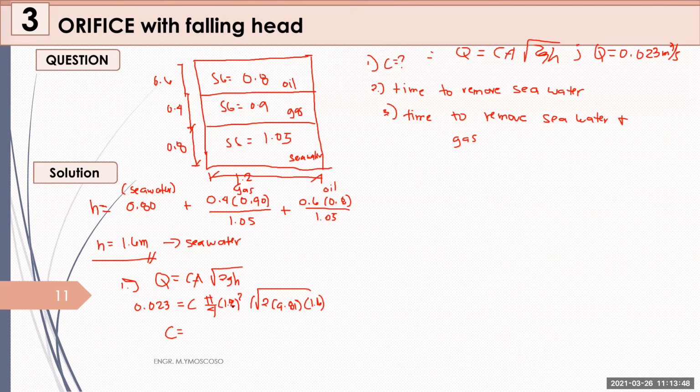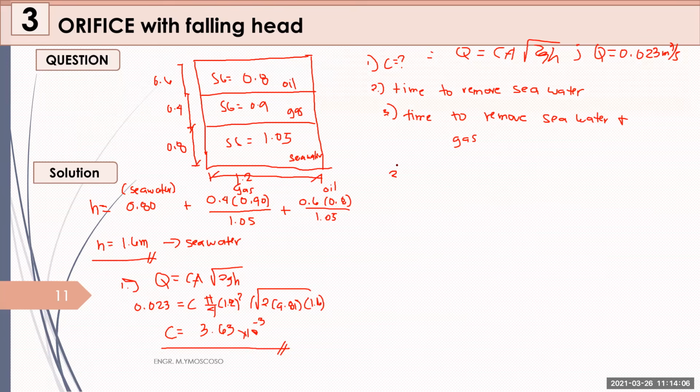That is considered as napakaliit, no? That is 3.63 times 10 raised to negative 3. Sige lang kasi napakaliit rin ng ating kinonsider na discharge. So that is the correct answer for letter C. I hope the same tayo ng answer na nakuha.